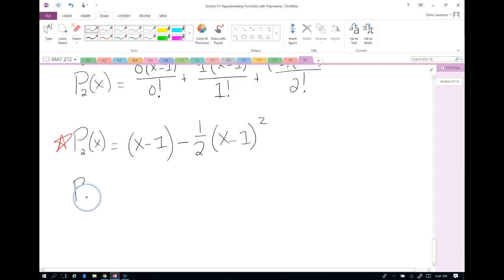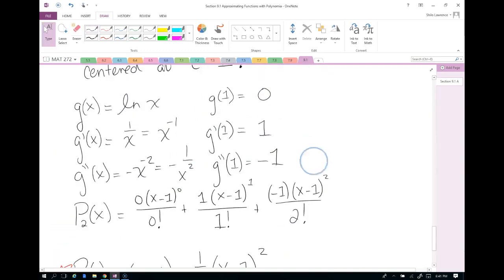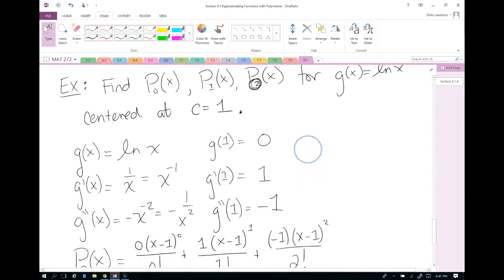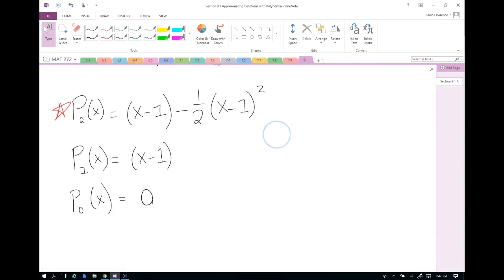Now for p sub 1, we're only going to use out to the linear piece, so just the x minus 1 piece. And then for p sub 0, we're just going to use the constant piece. Remember, the constant piece was 0. And then we're going to evaluate all of these at a point close to 1. It's got to be pretty close to our center, otherwise it's not going to be a good approximation. So let's evaluate all of them.